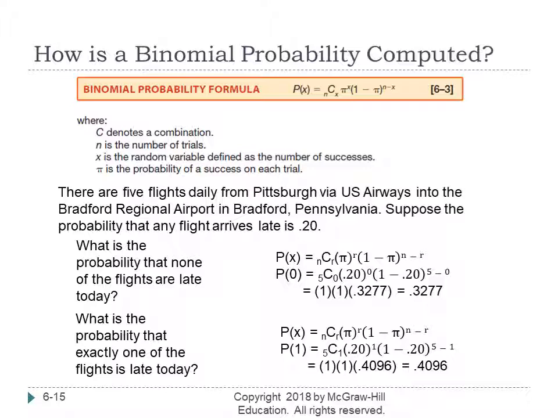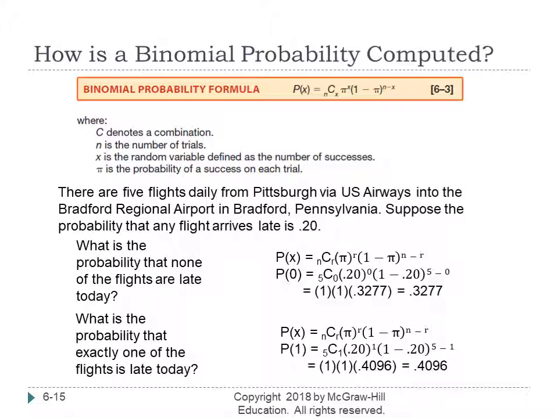To be accurate, 5 choose 1 should be 5, and 0.20 raised to the power 1 is 0.20. The product of those is 1. Times 0.8 raised to the power 4. You need your calculator for that. You will get 0.4096. The product is 0.4096. This is the probability that exactly one flight will arrive late today.